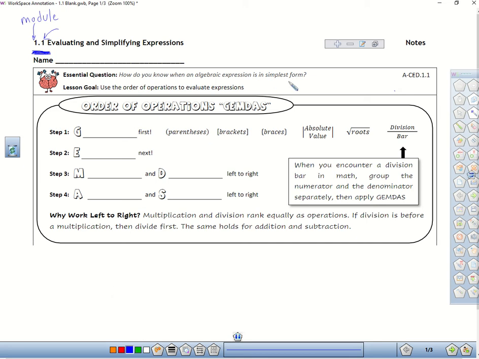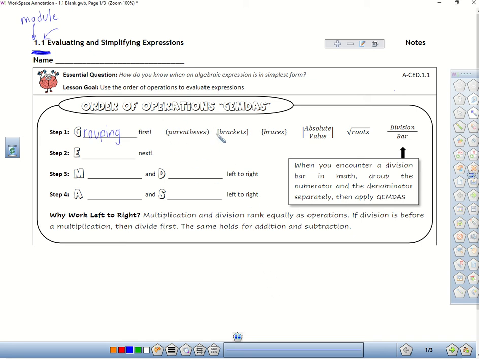So our central question today is, how do you know when an algebraic expression is in simplest form? And our learning goal will be to use the order of operations to evaluate expressions. You may have heard of order of operations using PEMDAS, but we're going to talk about GEMDAS, which is essentially the same thing. The G, instead of parentheses, stands for grouping. And the reason we use G instead of P is because it's more inclusive of other types of grouping.